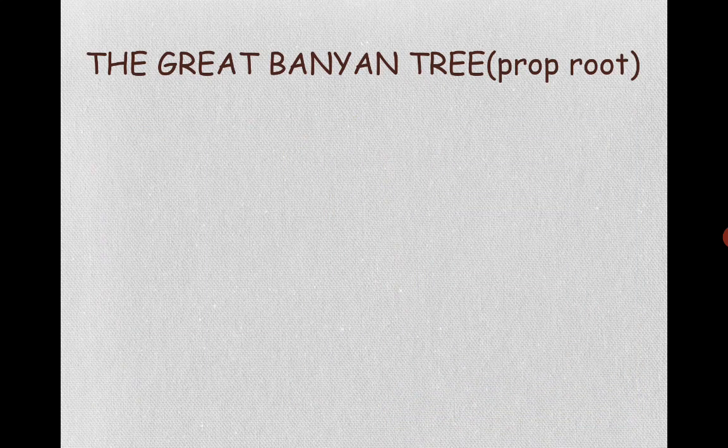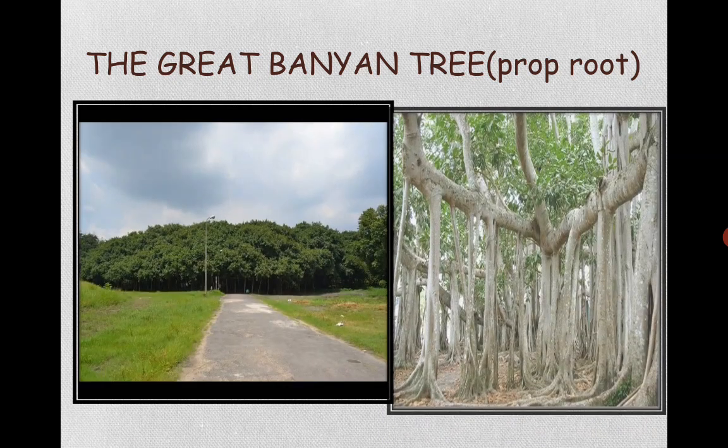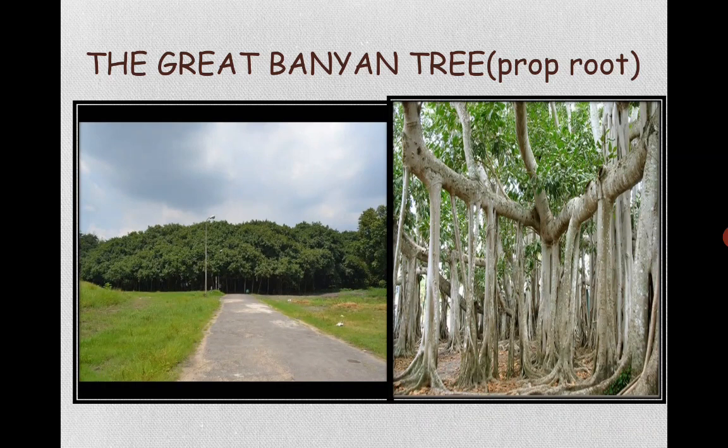Then another form of adventitious root are the prop roots, a famous one. Prop roots are also known as pillar roots. These roots develop from the branches of the tree and finally enter the soil. It gives support to the branches and looks like a pillar, as you can see in the image to the right. The famous example of such type of root is the great banyan tree in Kolkata's Botanical Garden.